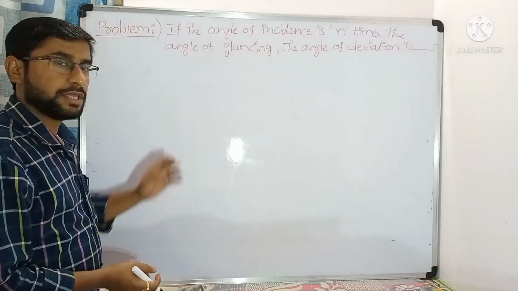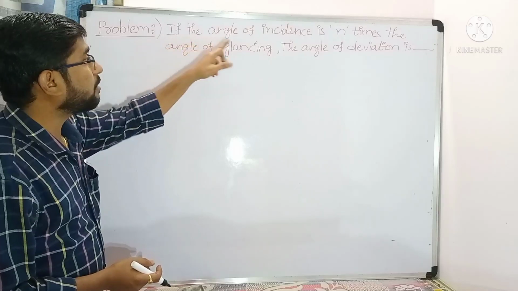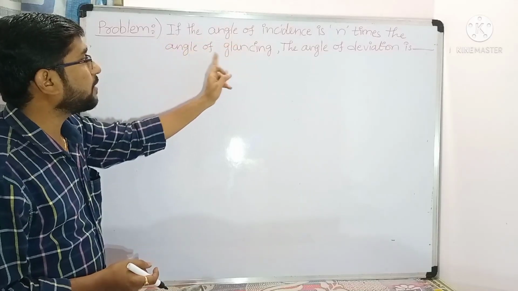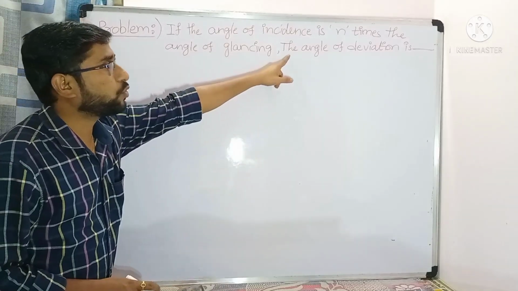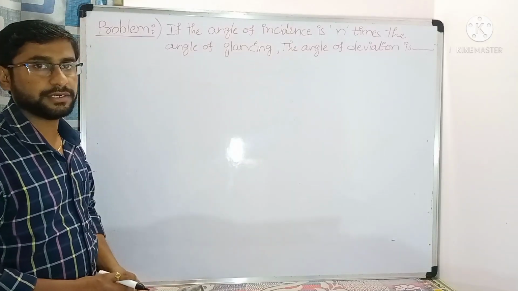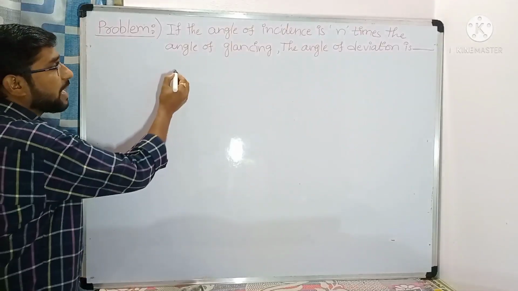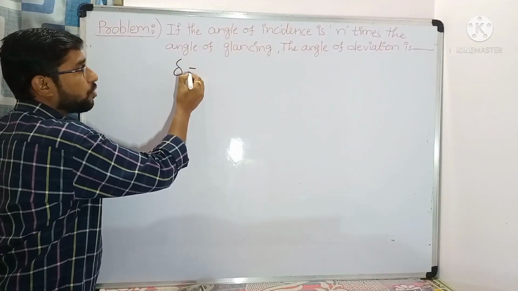Hello students, see the problem here. If the angle of incidence is n times the glancing angle, the angle of deviation is? So here we have to calculate the angle of deviation. To calculate the angle of deviation, what is the formula?